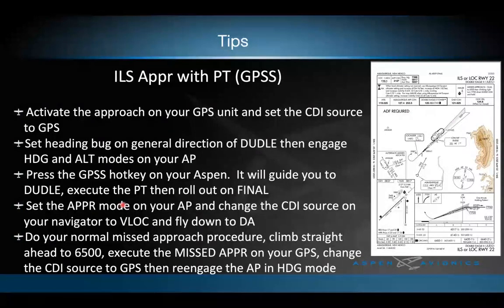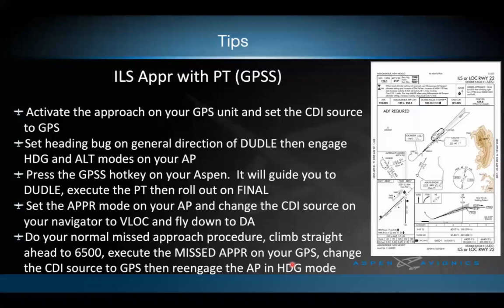And that's the beauty of it. So you're in approach mode, and GPSS is in amber because you're in VLOC and it's no longer getting a GPS signal. But once you get here and activate the missed approach, you change the CDI source back to GPS, re-engage heading mode, and GPSS is going to go green again, and boom, it's going to fly you right to Dudley. Excellent question. And that's probably something else I should throw in here about how that GPS button works.